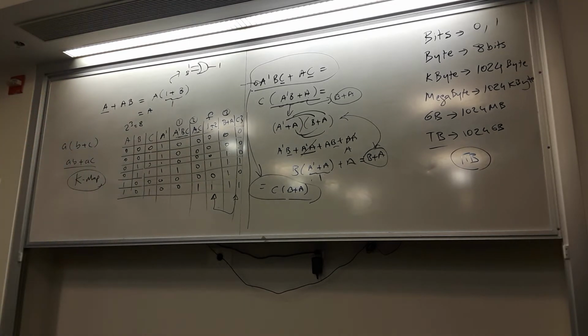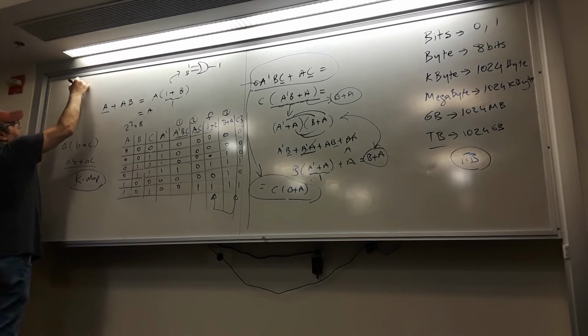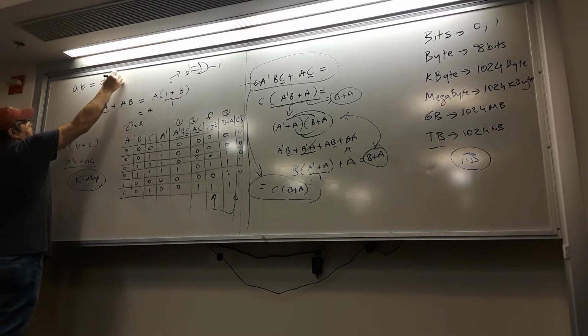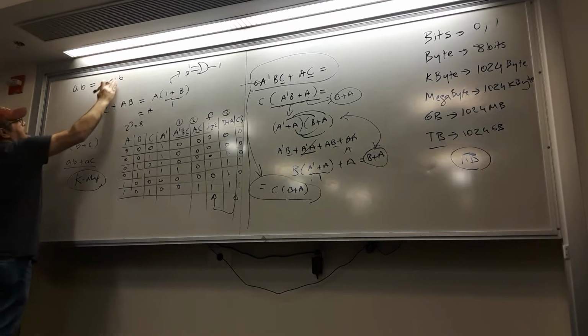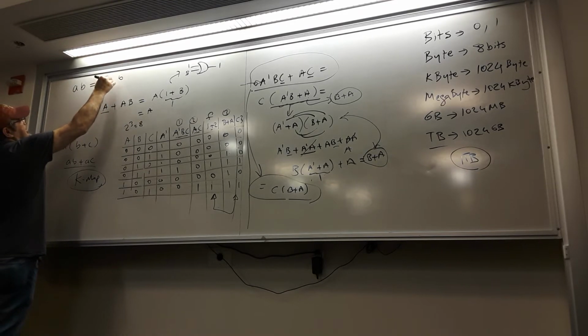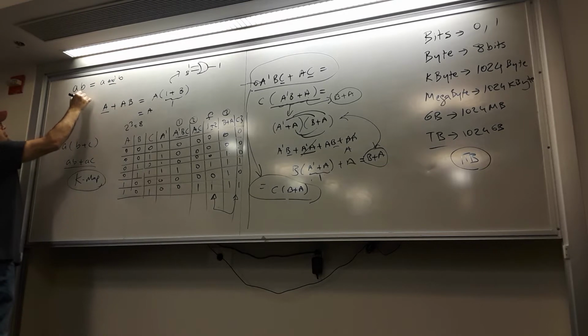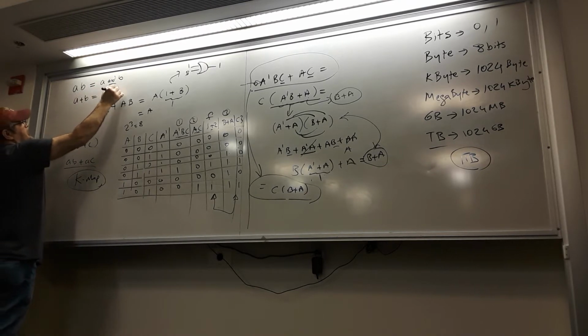Let me ask you one question. Yes. So multiply is OR and plus is AND? The opposite. The opposite. Right. Multiply, AB, is A AND B. Oh my God, look what you had done. A plus B is A OR B.